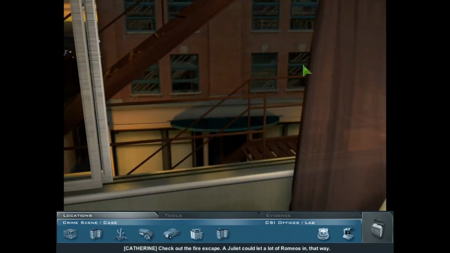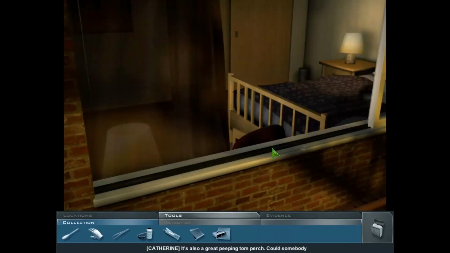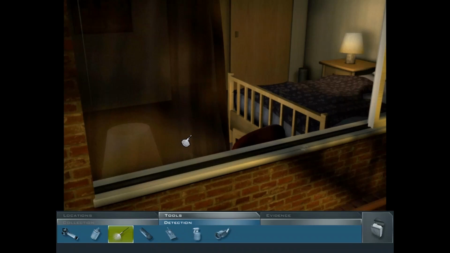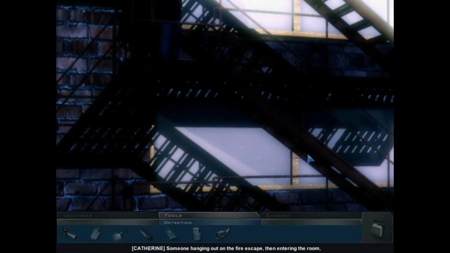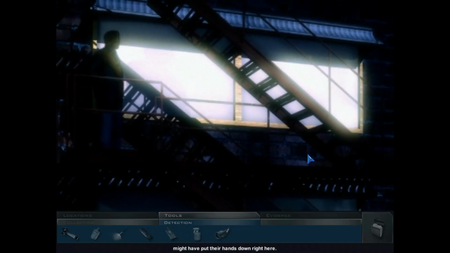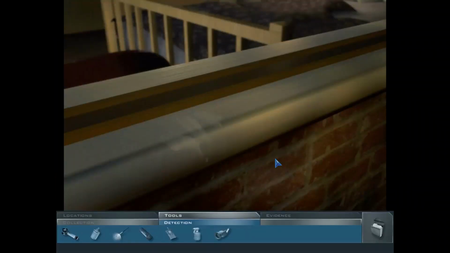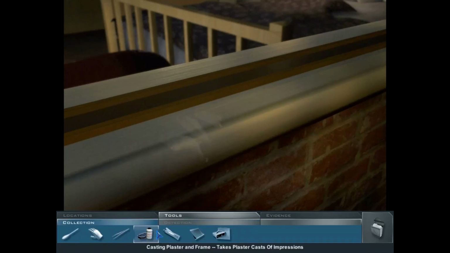Check out the fire escape. A Juliet could let a lot of Romeos in that way. It's also a great peeping Tom perch. Could somebody have seen what went down in this room? Someone hanging out on the fire escape, then entering the room, might have put their hands down right here. There's no prints here. We can't use that here.